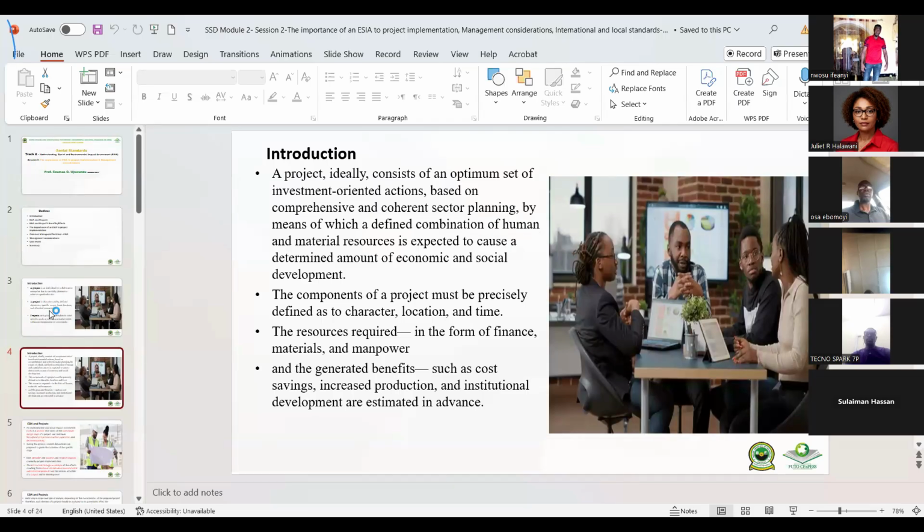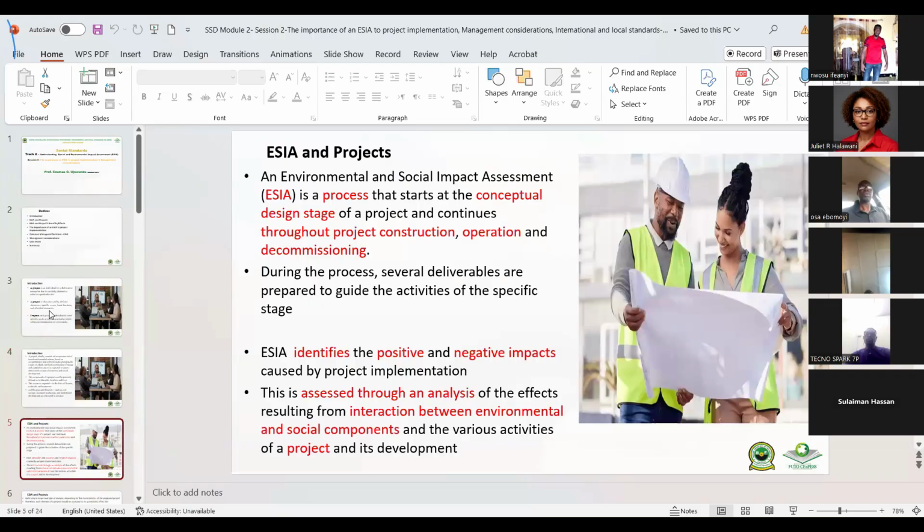Then the resources required, what are those resources required in carrying out a particular project must be well stated and defined. Then what would be the benefits, such as cost savings, increased production, and institutional development as estimated in advance. All these things must be put in place very well for you to carry out this project.